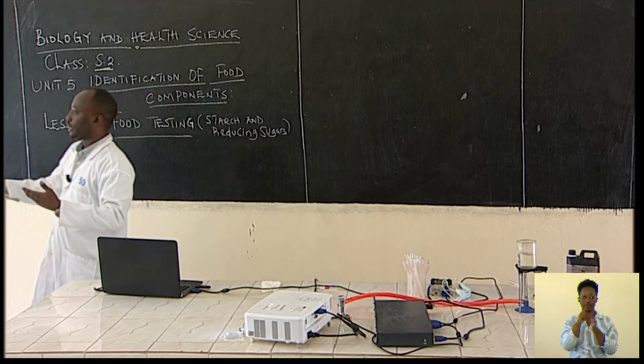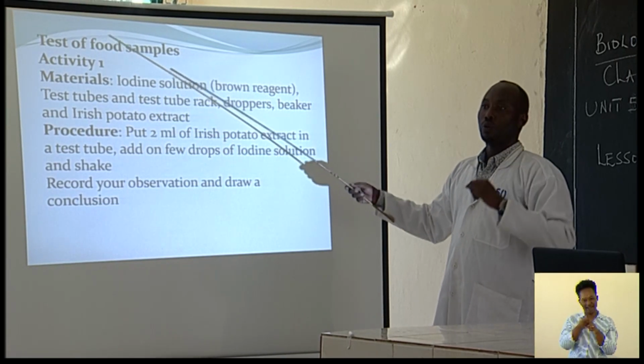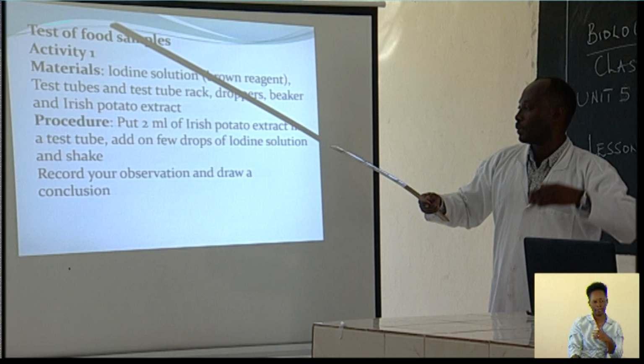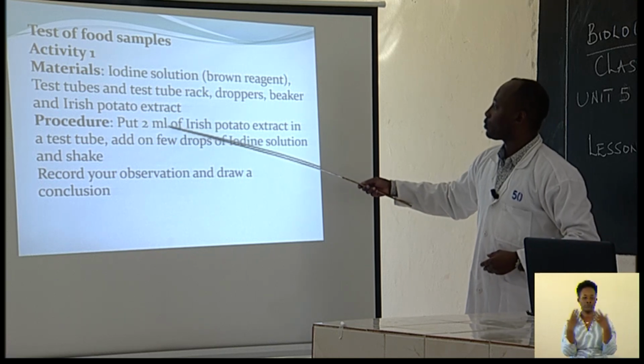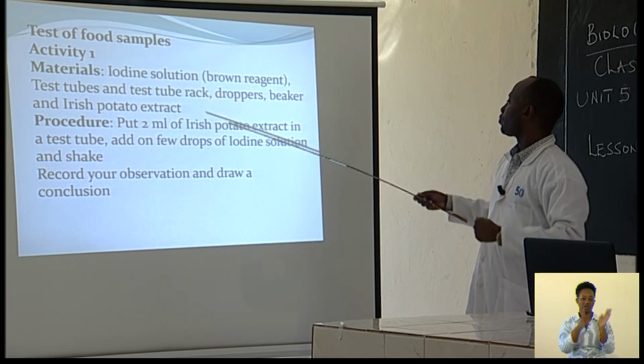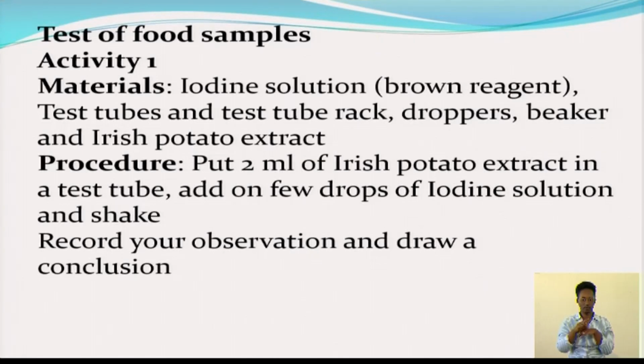Probably if you have some food that contains starch, take an example like Irish potato. Irish potato contains starch. Sweet potato contains starch. Cassava contains starch. All of them we can use to test the presence of starch in a food sample. Now the procedure, the way you can conduct the experiment: you put 2 milliliters of Irish potato, or you can use a prepared starch extract, in a test tube, add a few drops of iodine solution, shake, record your observation and draw the conclusion.